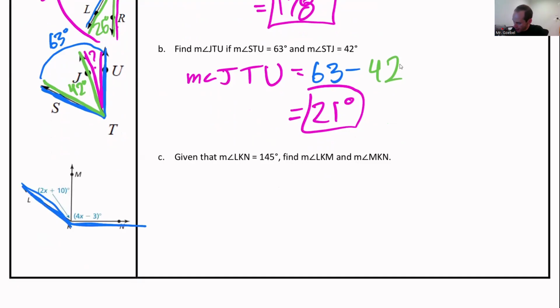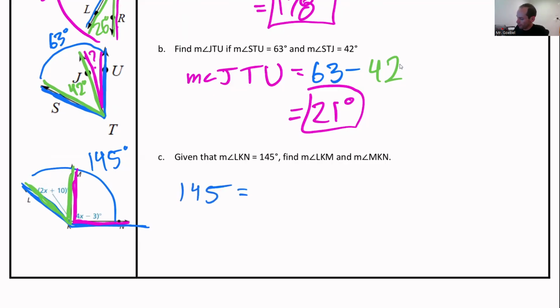LKN. That is the entire angle here, 145 degrees. Notice they gave me expressions for the two smaller angles. This one in green here, 2x plus 10. This one in pink, 4x minus 3.